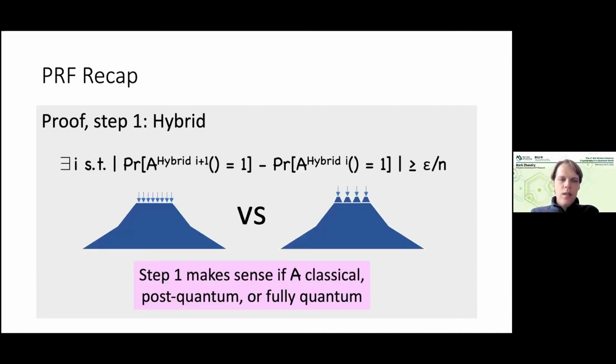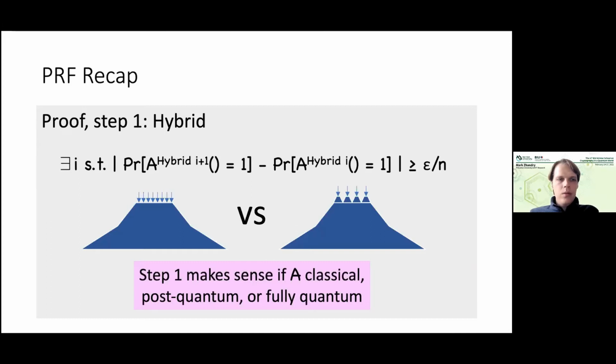So as we discussed last time, there's nothing wrong here. This works just fine. Quantum queries, classical queries, quantum computation, classical computation, whatever. It doesn't matter. It's fully black box, nothing interesting going on. So even if we're trying to prove full quantum security, this hybrid makes sense. The issue was the second set of hybrids.